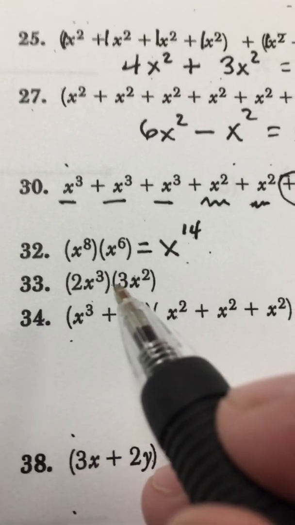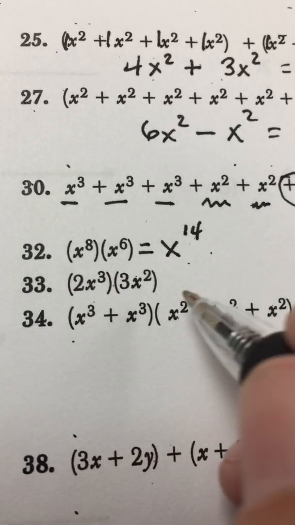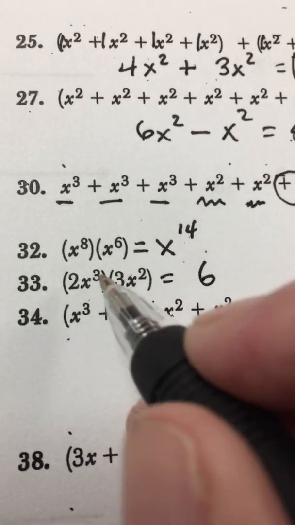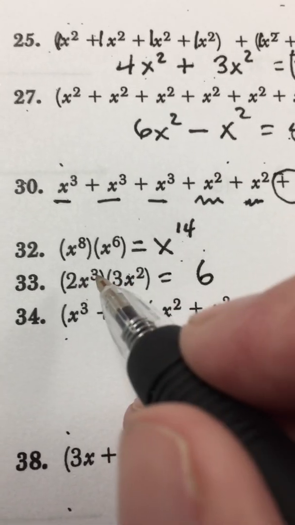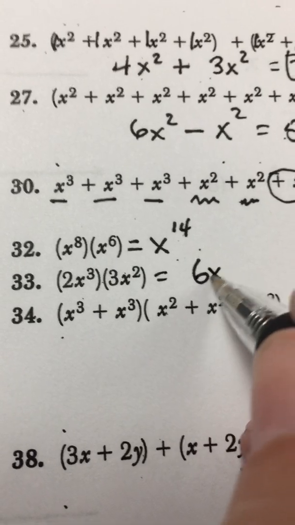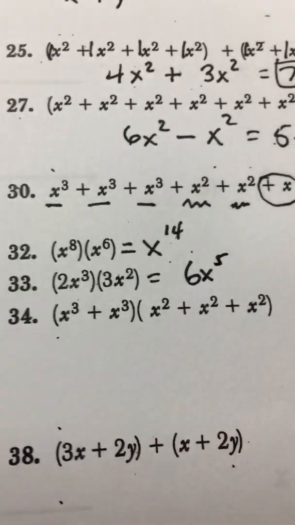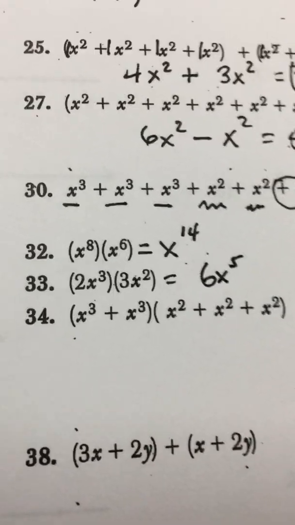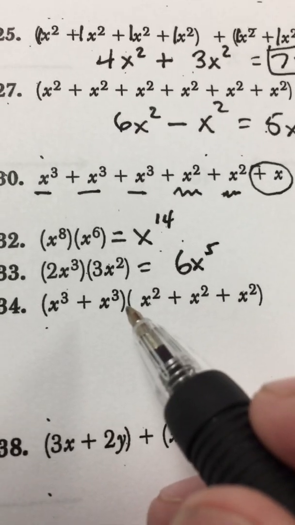Remember, big numbers, the big coefficients multiply as normal. 2 times 3 is 6. And then what do you do with the exponents? You add them. So x's and x's can be multiplied together, and 3 plus 2 is 5, so this is x to the 5th. So this is just practicing going back and forth between adding, combining like terms, and then the multiplying rules.